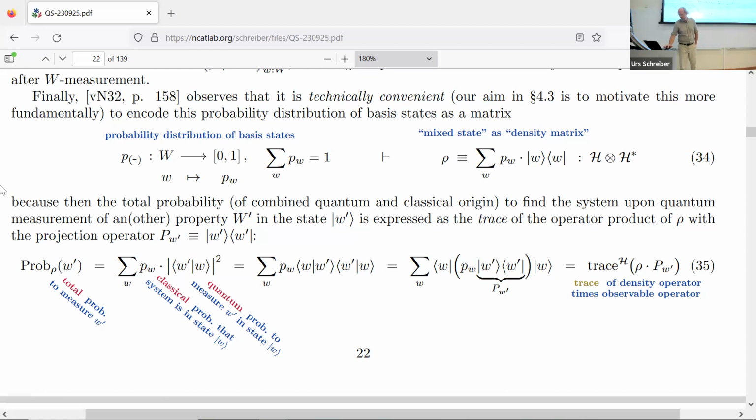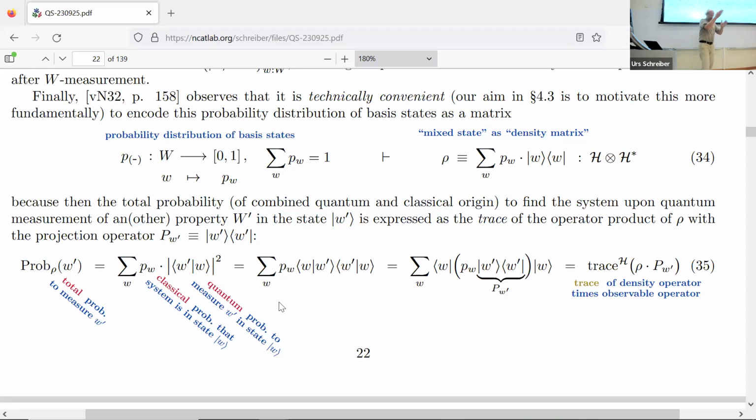Well, so the total probability is now combined of two things. There's a classical contribution. We don't know in which state our quantum system is, but we know with probability PW it's in state W. And in that case, we know if we measure W prime. So this notation is a bit misleading now. W prime is with respect to another basis, W prime. Otherwise, this would be right. So maybe I should have used different letters here. I mean, W prime could be W, but then it's not so interesting.